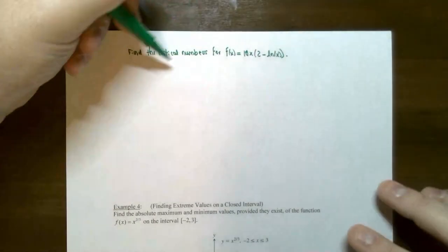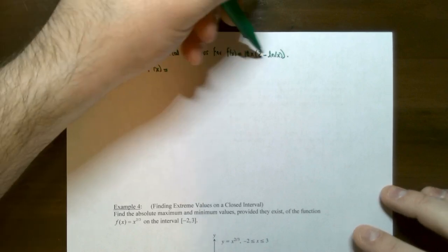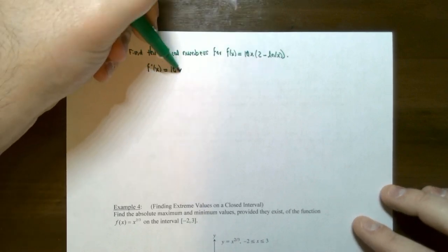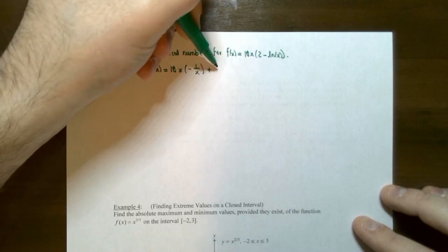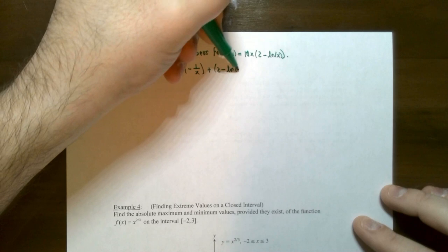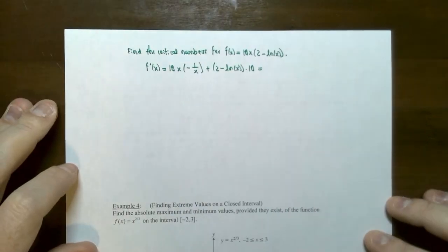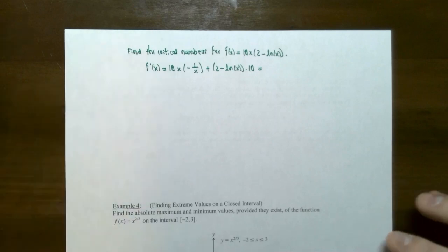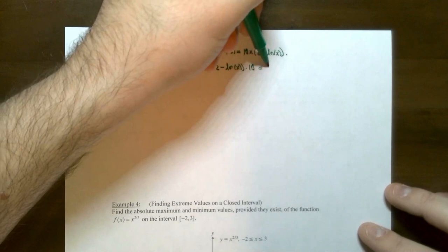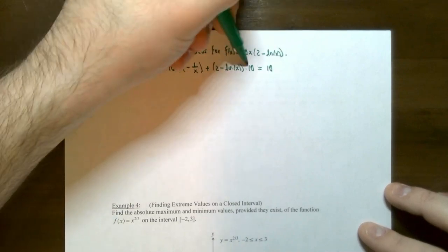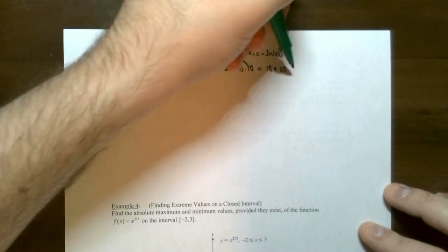So find your critical numbers. We did this in example 2. Take the derivative. You're going to have to use the product rule. First function times the derivative of the second, plus the second function times the derivative of the first. Keep in mind, we're going to set this equal to 0, or find out where the derivative is undefined. So simplify completely, 10 and then 20 minus 10 natural log of x.